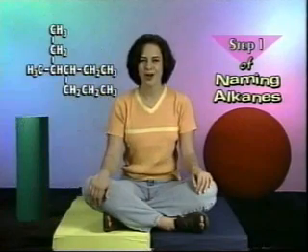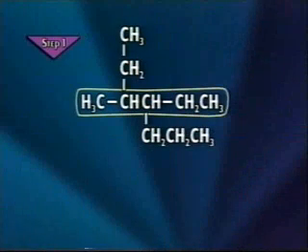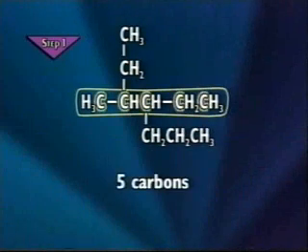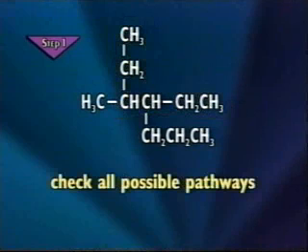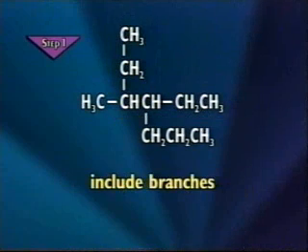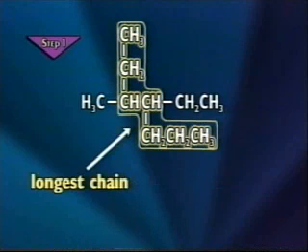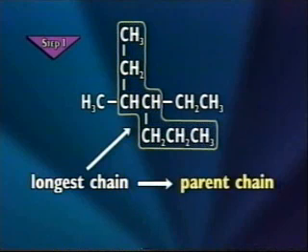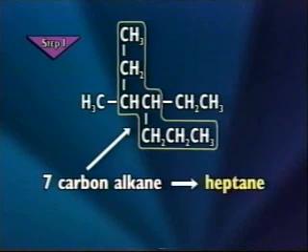Let's look at our molecule as we've written it. The long horizontal straight chain through the middle of this compound has 5 carbons. This chain has 6 carbons, so this could be the longest chain, but we have to be sure to check out all possible pathways, and we have to be sure we're including the branches. This chain has 7 carbons and is the longest continuous carbon chain. The longest chain in a compound is called the parent chain. This parent chain is a 7-carbon alkane, so we name it heptane.